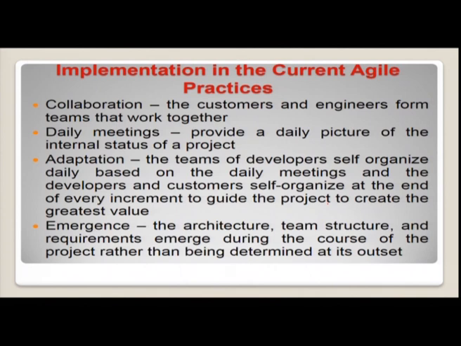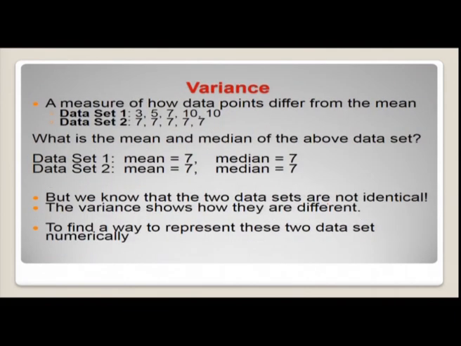Collaboration. The customers and engineers from the team or the developers work together. What is a daily meeting? It provides a daily picture of the internal status of the project. Adaptation. The teams of developers self-organize daily based on the daily meetings, and the developers and customers self-organize at the end of every increment to guide the project to create the greatest value. Emergence. The architecture, team structure and requirements emerge during the course of the project rather than being determined at its outset. Now let us go into the next concept of variance.